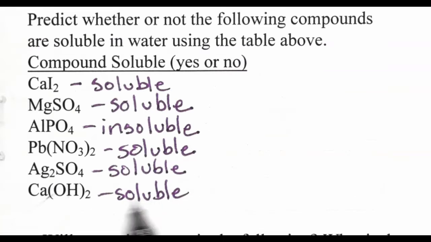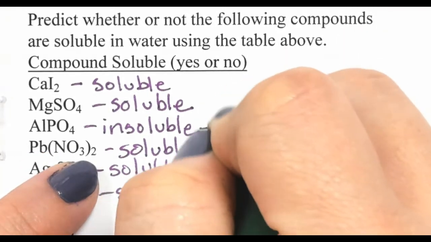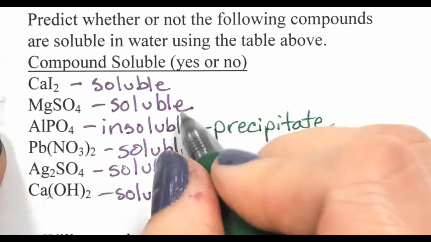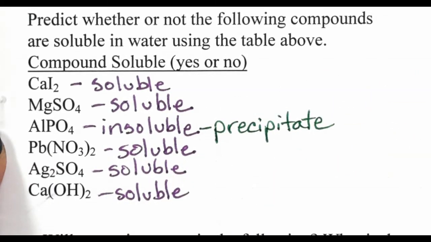This will complete this chart of is it soluble or insoluble. So which of these could have been labeled a precipitate? The only one you can label a precipitate is going to be this one right here because it is insoluble. Everything else that is soluble cannot be a precipitate.